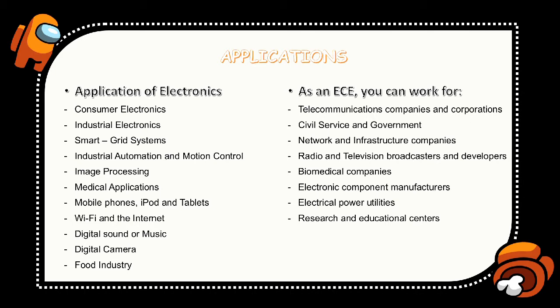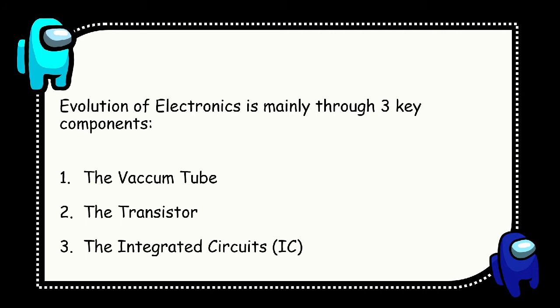So to proceed with the next topic, I will be discussing the history of electronics. The evolution of electronics is mainly through three key components. First is the vacuum tube, second is the transistor, and third is the integrated circuit, or the IC.